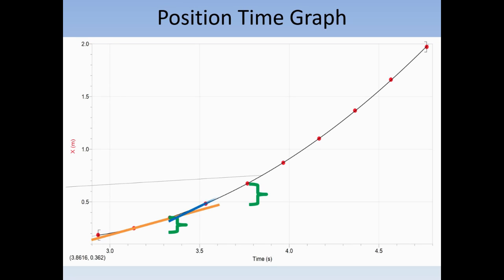But what about these next 2 points? What is different here? Looking at the bracket, it appears that the object has changed position more during this time period than it did in the first time period we looked at. So what about the slope? The slope is steeper in the second time period than it is in the first. This means that the velocity during that time is more than it was in the first.